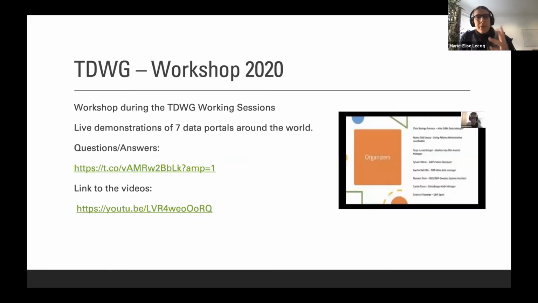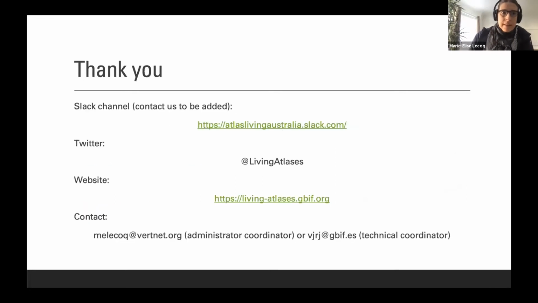But last year, during the TDWG working sessions, we organized a workshop, and it's the first time we did a session just with live demonstrations of seven data portals around the world. So you will be able to see a data portal in production using the Atlas of Living Australia. So, concrete examples of what we have tried to do for almost ten years now. You have a link to the video, and if you have any question, we have a file where we put all of the notes from these sessions.